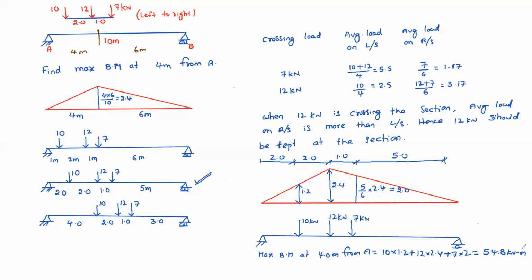So we need to do like this: average loading on left side, average loading on right side, and estimate properly which load crosses. Whenever the correct load crosses, the scenario changes. The load which changes the scenario is the correct load of crossing. We keep that load at that section, keep the remaining loads according to the given distances, find ordinates, multiply the ordinates and loads and add, and you will get the correct maximum bending moment. So 54.8 kilonewton meter is the maximum bending moment.